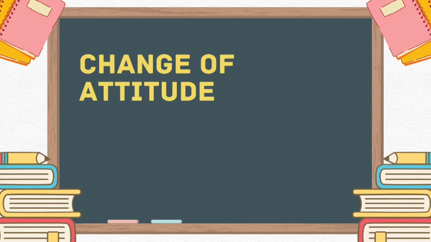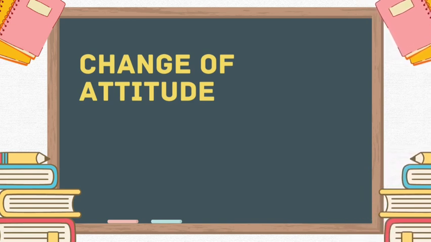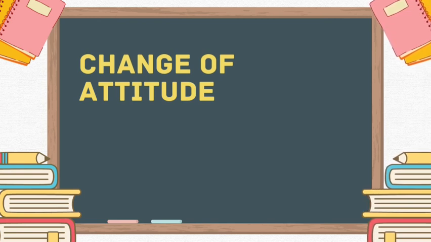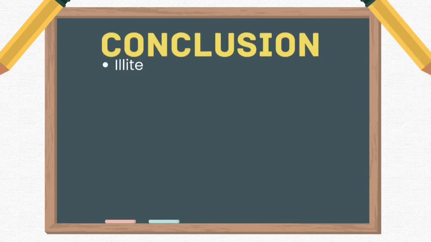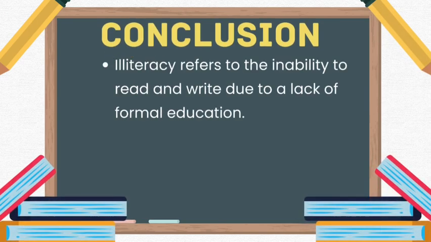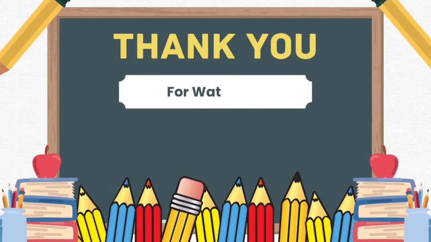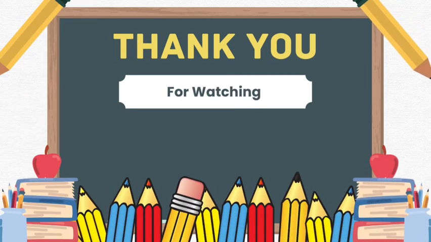Alright. Then also change of attitude. People need to change their attitude towards education. The attitude of saying education is a waste of time should be changed. Education should not be seen as a means to an end, but as an end in itself. Now, from today's lesson, we saw that illiteracy simply refers to the inability to read and write due to a lack of formal education, and a lot of factors are responsible for illiteracy, like poverty, traditions and values, and others and more.